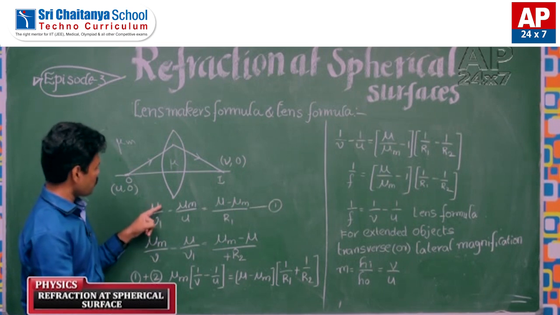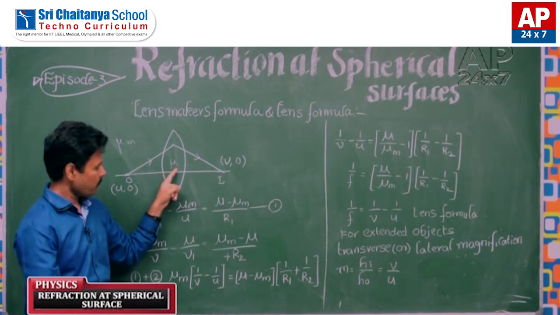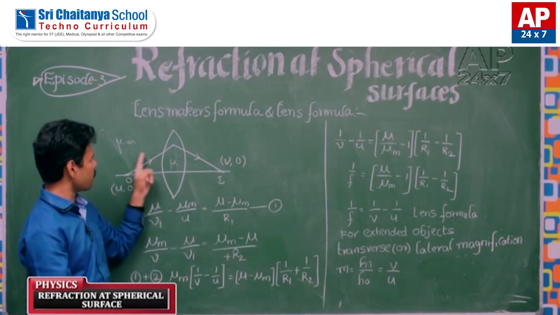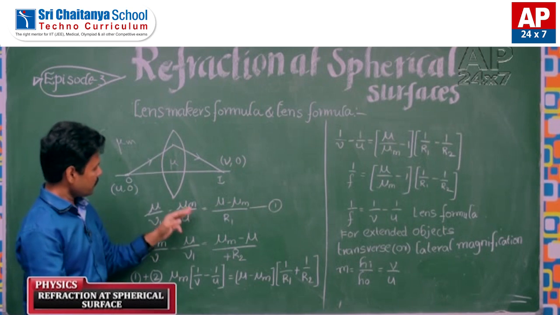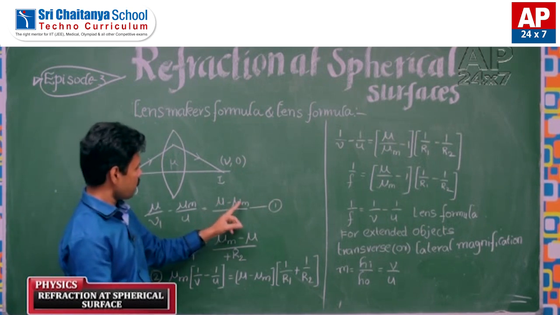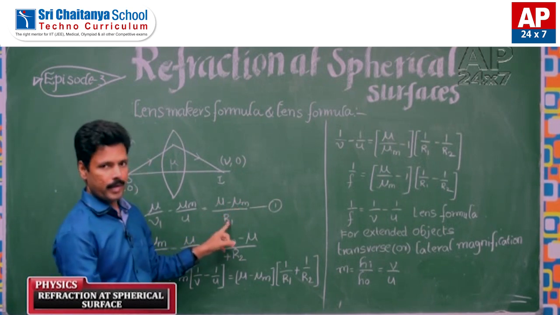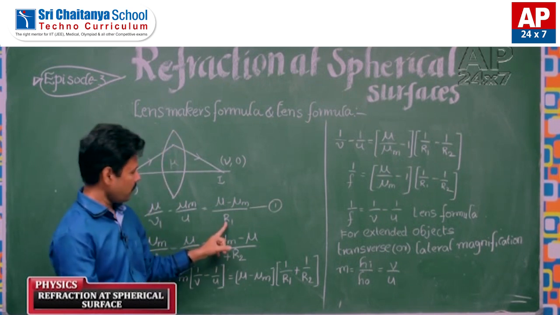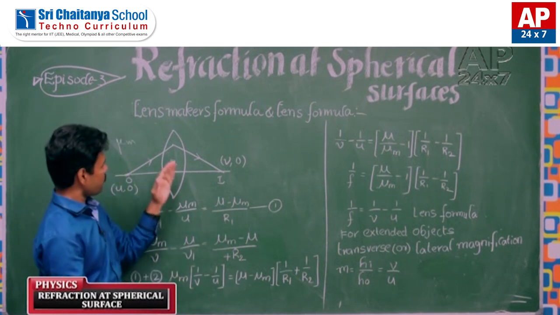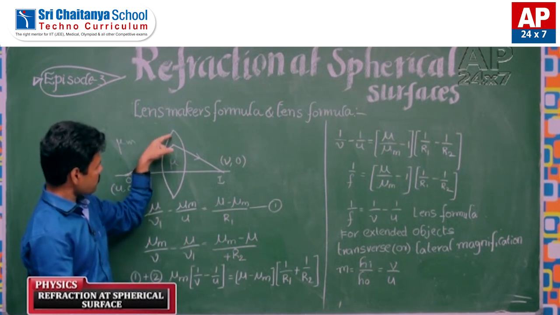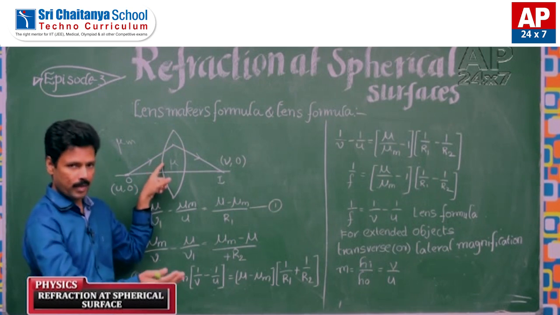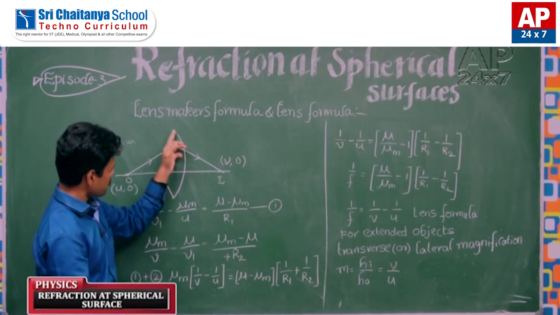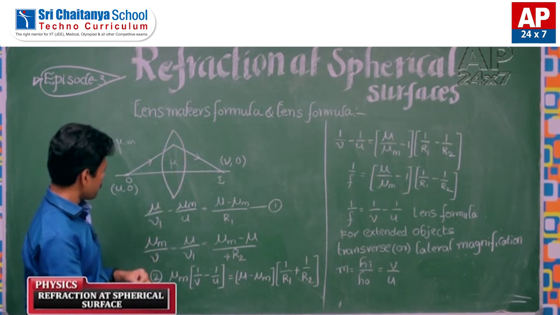Therefore mu 2 by v. In the place of mu 2, it is now mu. Next, mu 1 by u. In the place of mu 1, it is now mu of the medium. That is equal to mu 2 minus mu 1 by the radius of curvature, and for this one it is R1. Next, after having refraction here, the image because of this refraction acts as the object for the next refraction. Now taking the equation for this boundary, see what we get.